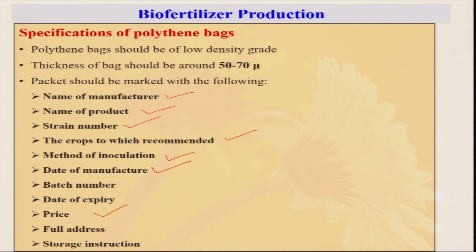Also the price, full address and storage instructions, whether we can store in a fridge at 4 degrees or lower temperature, or otherwise in shade, in our house condition. These are very much necessary for the scientific production of the biofertilizer and for your marketing in agriculture.